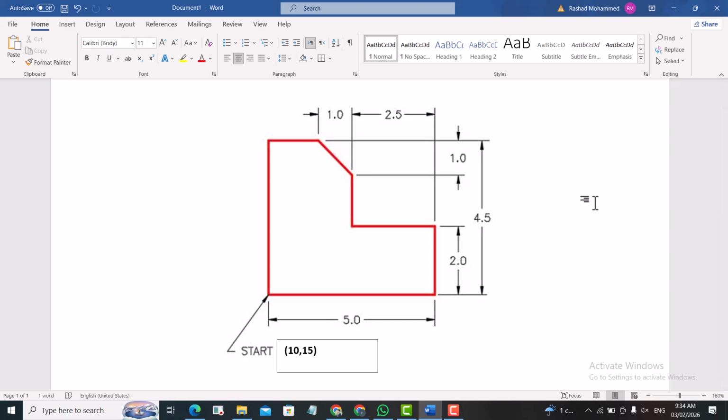Hi everyone. Today I'm going to explain what is absolute coordinate and how we can plot an object, and what is relative coordinates and polar coordinates. At the end of the tutorial, we solve this example which includes all systems: absolute coordinates, relative coordinates, and polar coordinates. Now let's get started.